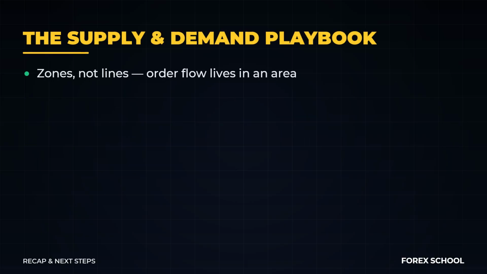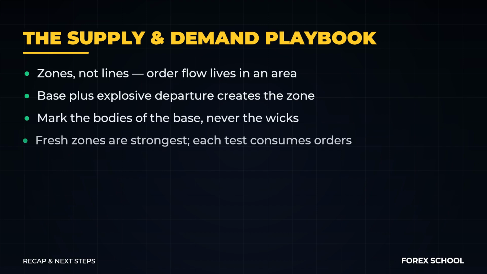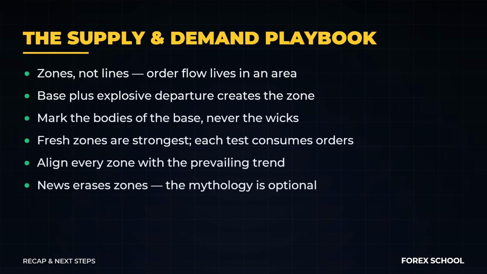Let's fold the whole course into one page. A level is really an area, because order flow is smeared, not surgical, so we draw zones, not lines. Zones are born as a base before a departure. Drop, base, rally leaves demand behind; rally, base, drop leaves supply. And the violence of the departure is the evidence that the base mattered.